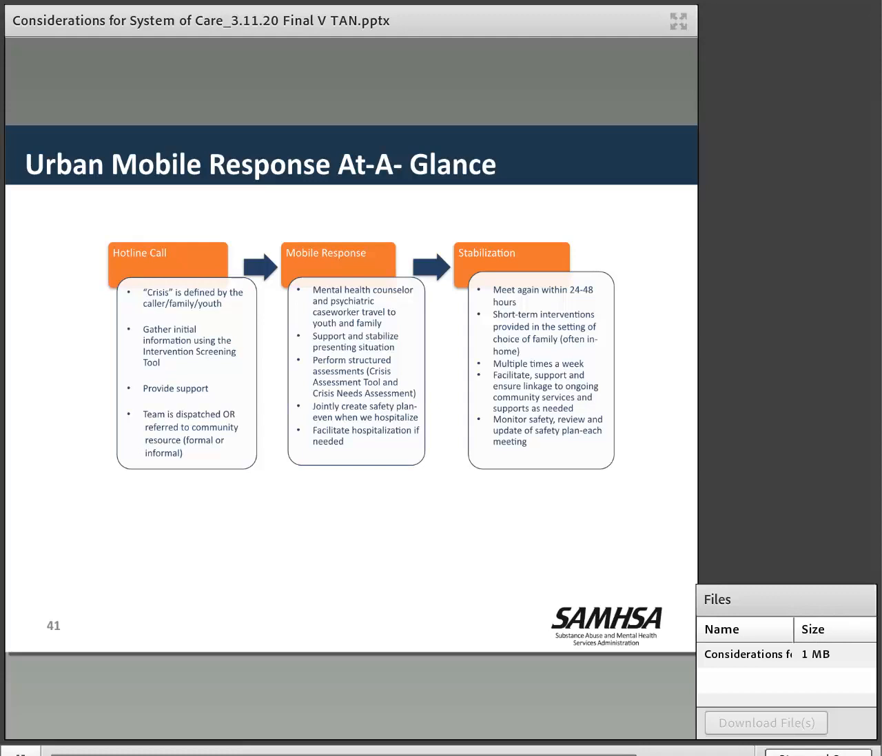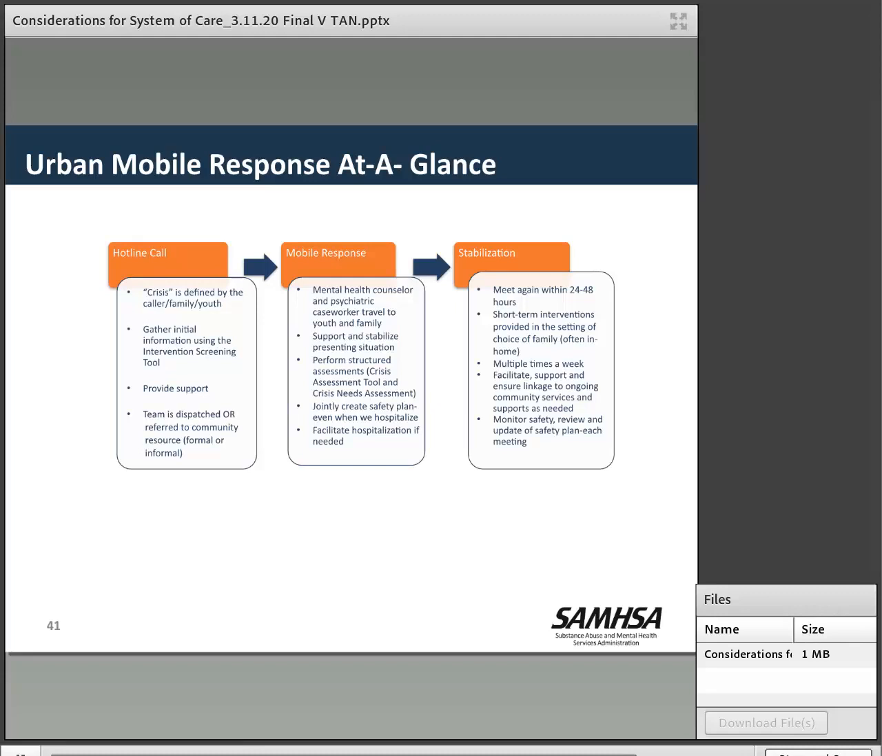We perform a structured clinical assessment called a crisis assessment tool. It's elements from the CANS, so it's a shortened version of the CANS. And we also do a crisis needs assessment where we are looking not only at the clinical presentation, but all of the supports, all of the strengths, and any needs that that family might have that we can help support, like food, housing, paying of an electric bill, those kinds of things that are additional stressors on that family, to help alleviate that stressor so that they can help then support the youth that we have gone out to see. And then if hospitalization is needed for youth safety, we do work with our local hospitals to get that youth into an acute setting.